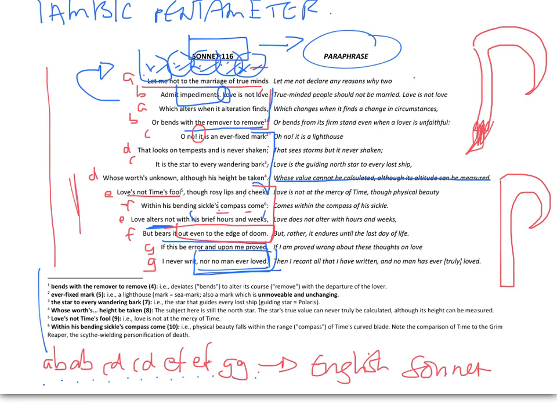It is a star to every wandering bark, whose worth unknown, although its height be taken. Love's not time's fool, though rosy lips and cheeks within his bending sickle's compass come. Love alters not with this brief hours and weeks, but bears it out even to the edge of doom. And as I said, the final conceit, if this be error and upon me proved, I never writ nor man ever loved. Okay?